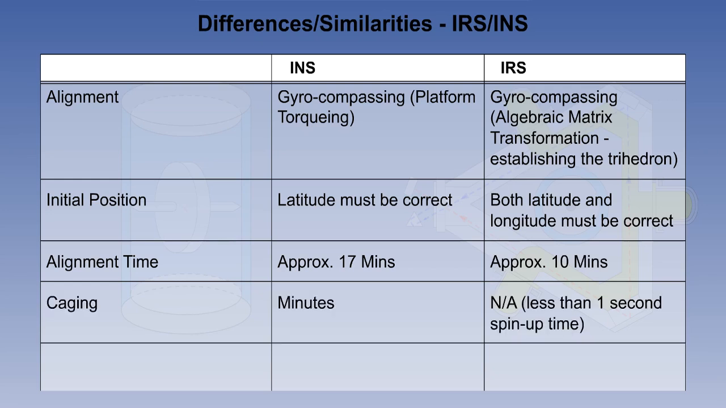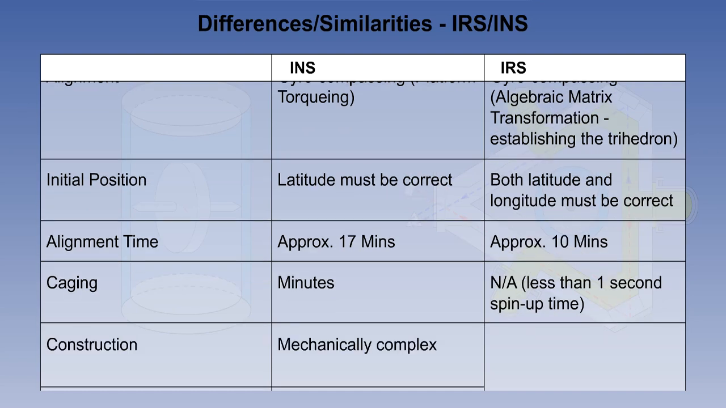One of the reasons for the shorter alignment of IRS is that mechanical caging of tuned rotor gyros during startup takes about 3 minutes. No caging is required for the ring laser gyro, and typically the lasers fire up in less than a second. The construction of the INS platform servos is mechanically complex. They therefore had a shorter mean time between failures. The laser gyros used in IRS are mechanically simpler and highly reliable. Consequently, they have a longer life cycle.